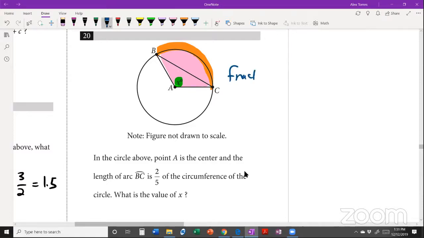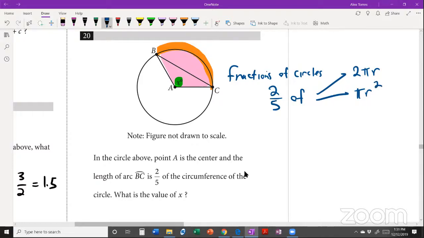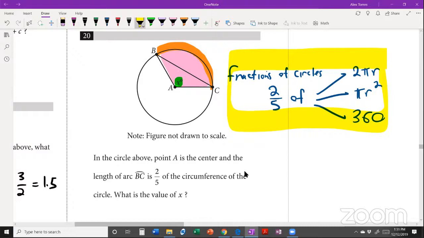So for fractions of circles, once you know the fraction, which is 2/5 in this situation, it's consistent. So the arc is 2/5 of the circumference of a circle, 2 pi r. The area is 2/5 of the area of a circle, pi r squared. And the central angle is 2/5 of the whole degrees in a circle, which is 360. But the idea is that the 2/5 doesn't change. Still the same fraction of the circle.